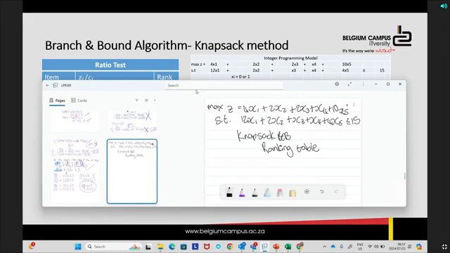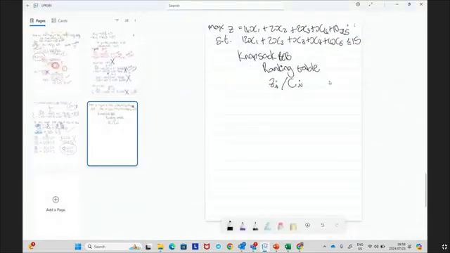So this ranking table is something you're going to reuse over and over until you're done. Now, for the ranking table, you use Z whatever. So if it's X1, it's Z1 over C1. So constraint in Z. So Zi over Ci. Let me just do that.